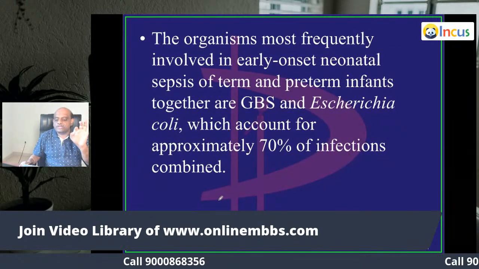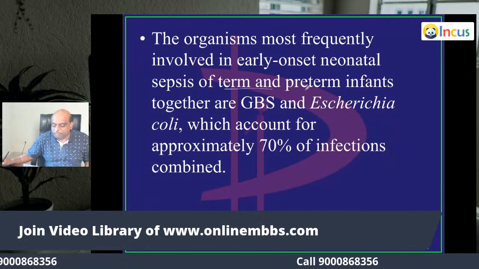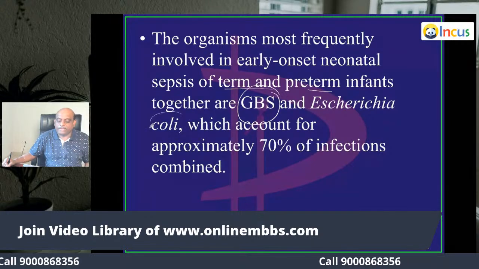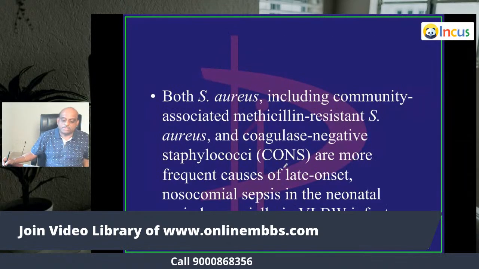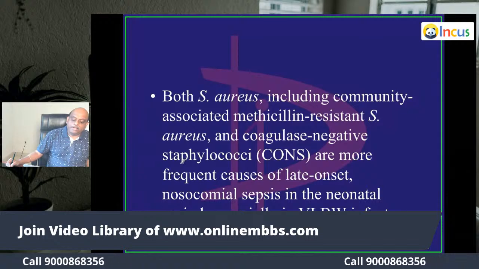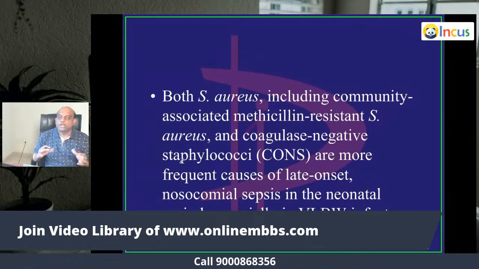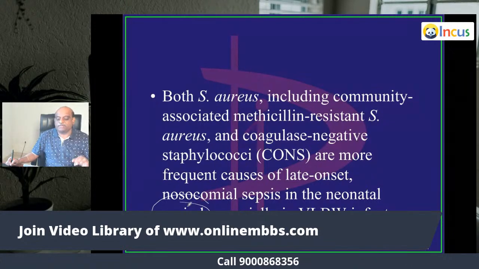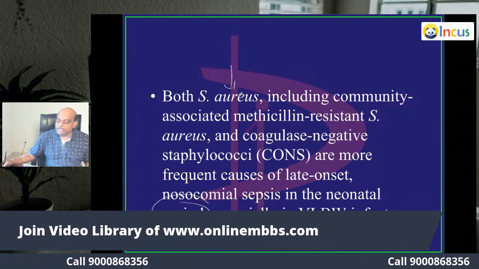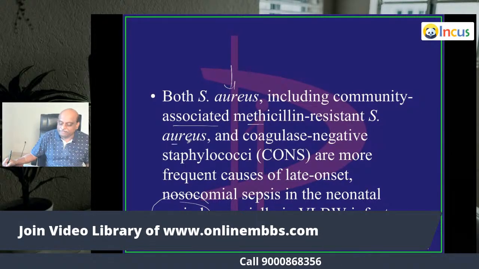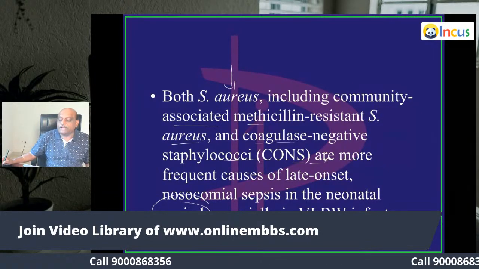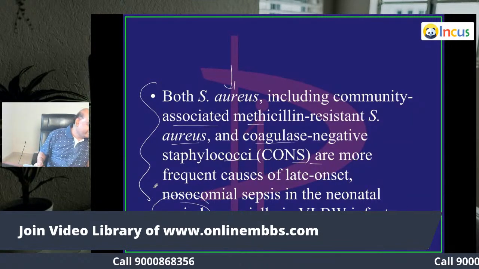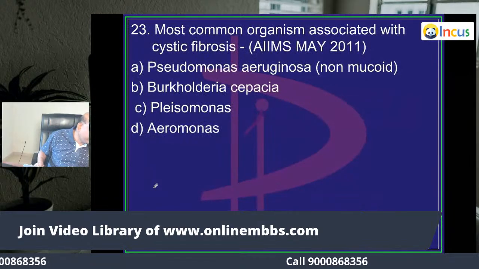So the early onset neonatal sepsis of the preterm infants together is group B Streptococcus and E. coli, which account for 70% of infections. And the late onset nosocomial sepsis in the neonatal period, especially in the very low birth weight babies, both Staph aureus, including community-associated MRSA, and coagulase negative staphylococci, they are the most frequent causes of the late onset sepsis, is what you have to remember.